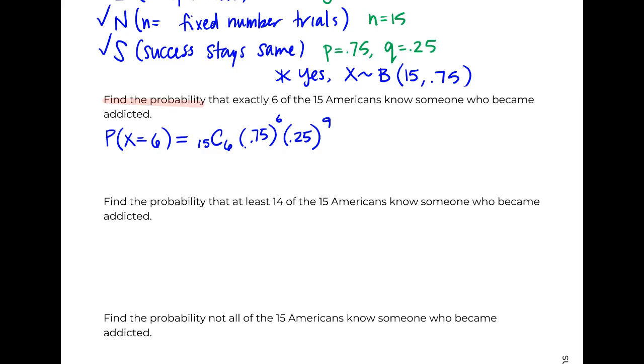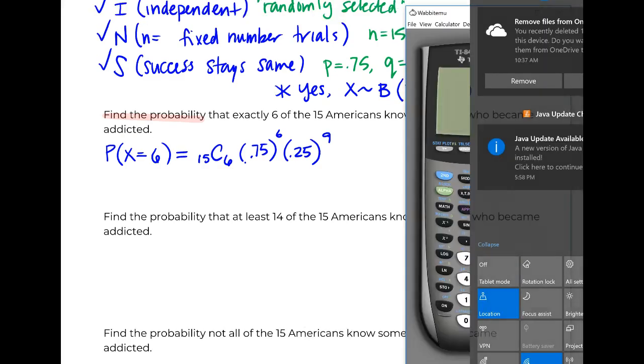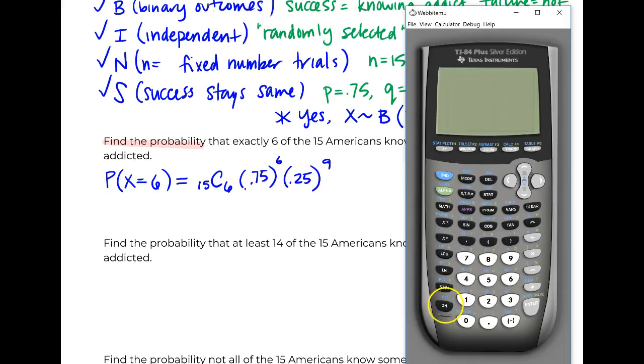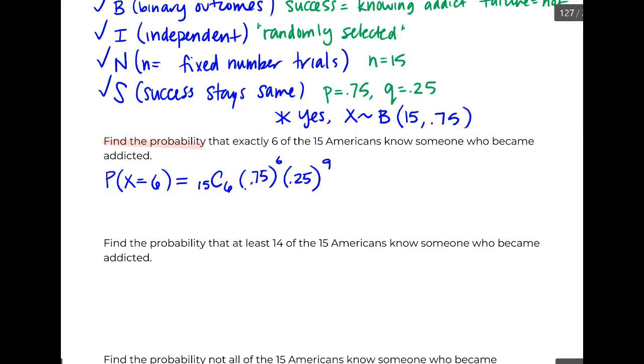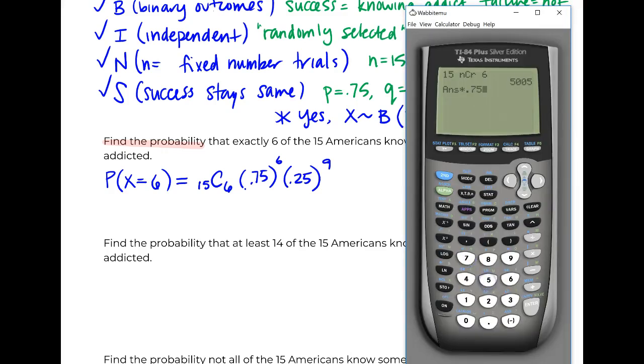All right, so let's bring up our calculator and see what this is. So first thing I'm going to do is type in the 15, then go find my nCr, and then do 6. There were 5,005 ways to order these 6 successes within the 15 slots. So this is why the combinations formula is super useful. And then we're going to multiply that by our 0.75 to the 6th and our 0.25 to the 9th. So we get out 0.0034.